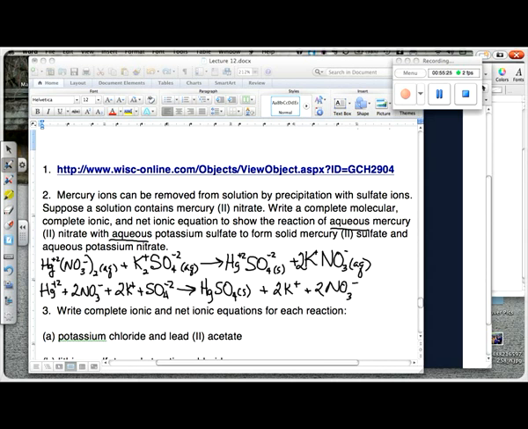All right, so my spectators are again nitrate and potassium this time. So my net ionic equation, I'm going to write it up top of number 2, is mercury with a +2, aqueous, reacts with sulfate, which is also aqueous, to produce the solid.